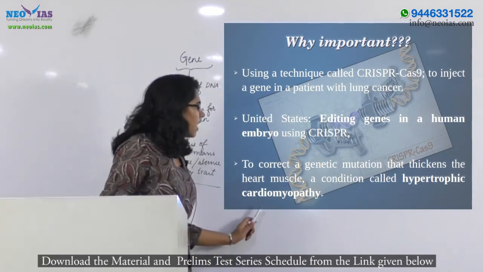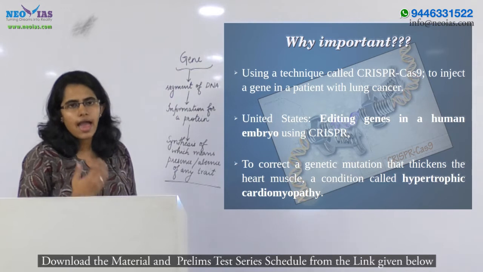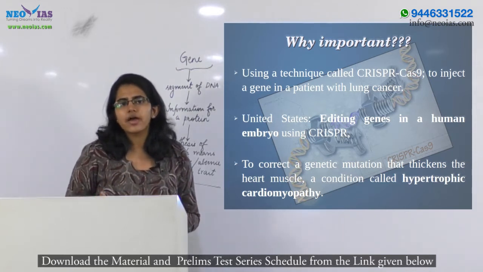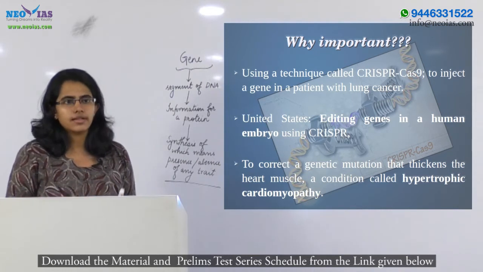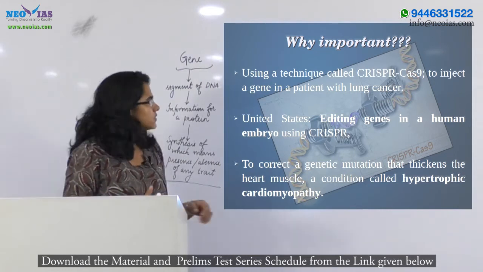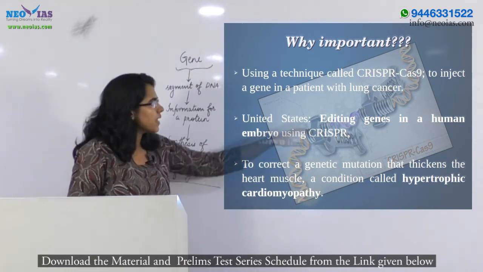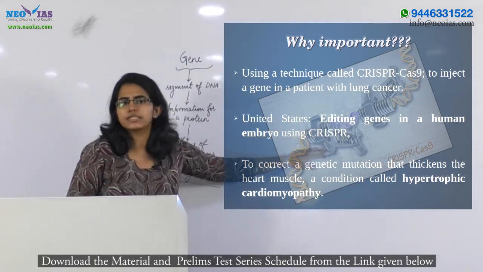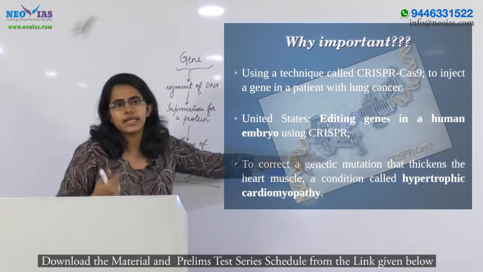Hypertrophic cardiomyopathy is a disease caused by the thickening of the heart muscles, and it is said to affect about 1 in 500 people and cause sudden death in otherwise healthy athletes. It is mainly caused by a mutation in a particular gene, and that gene was edited through the CRISPR Cas9 technique. So let us look into what exactly this CRISPR Cas9 technique is.